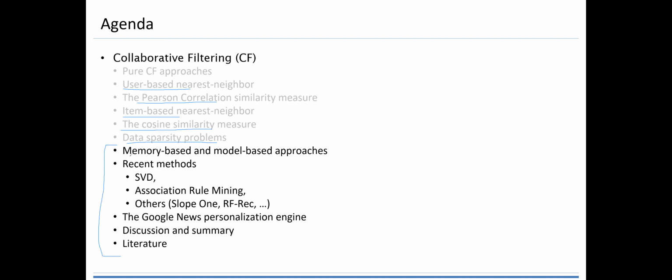Okay? So we are going to look at what memory-based and model-based approaches are. And we are going to learn some techniques, that is SVD. We will learn what SVD is, and association rule mining. We already learned the basics from the previous class about association rule mining, and some other approaches like Slope One, RFRAC, etc. And we will look at the case of the Google News personalization engine. And at the end, we will have a small discussion and summary.